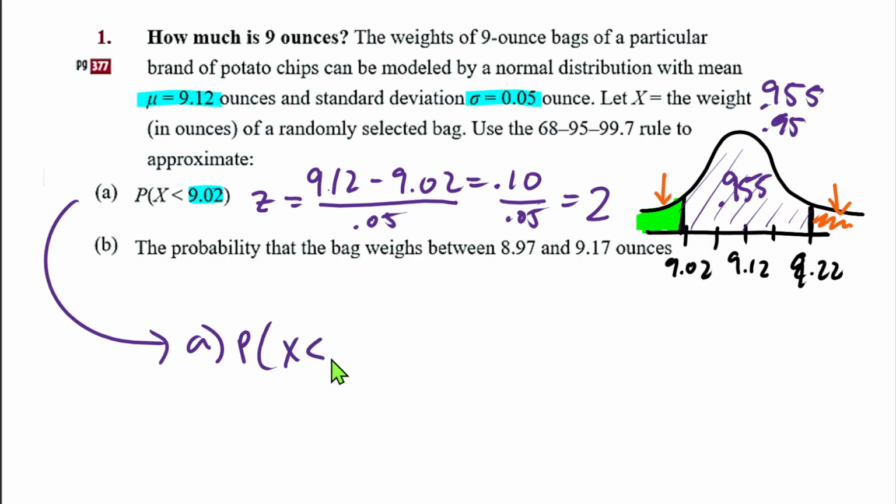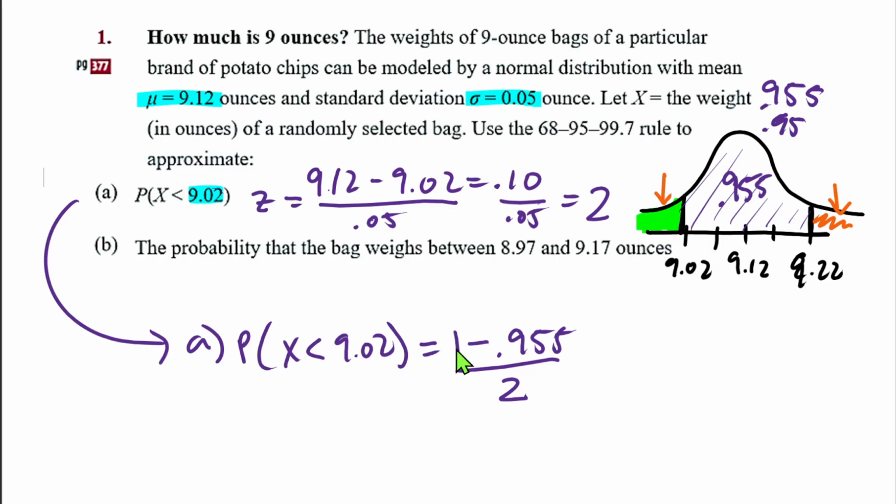probability of x being less than 9.02 would be the probability of being in the green region, and the little green region would be half of the remaining percentage. So 1 minus 0.955 would be the total for both of these little areas right here, and then we would divide that by 2 to find just the green percentage.